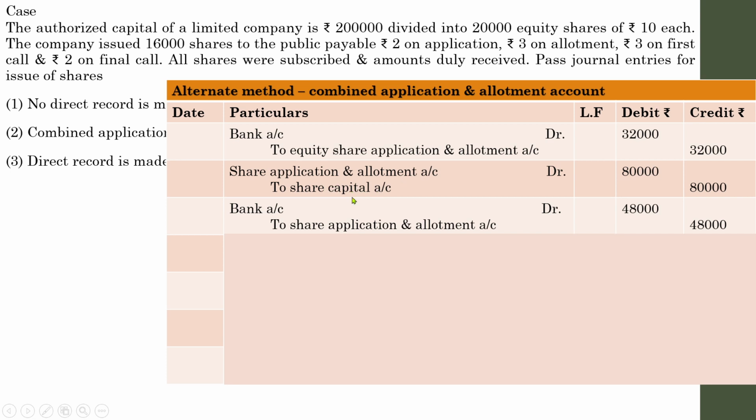Now let us discuss the second entry, share application allotment account debtor to share capital. Here I have mentioned that you have to show the amounts of both application and allotment. So that is 32,000 plus 48,000, you will get 80,000. This is how you have got 80,000 as the amount in the second journal entry.